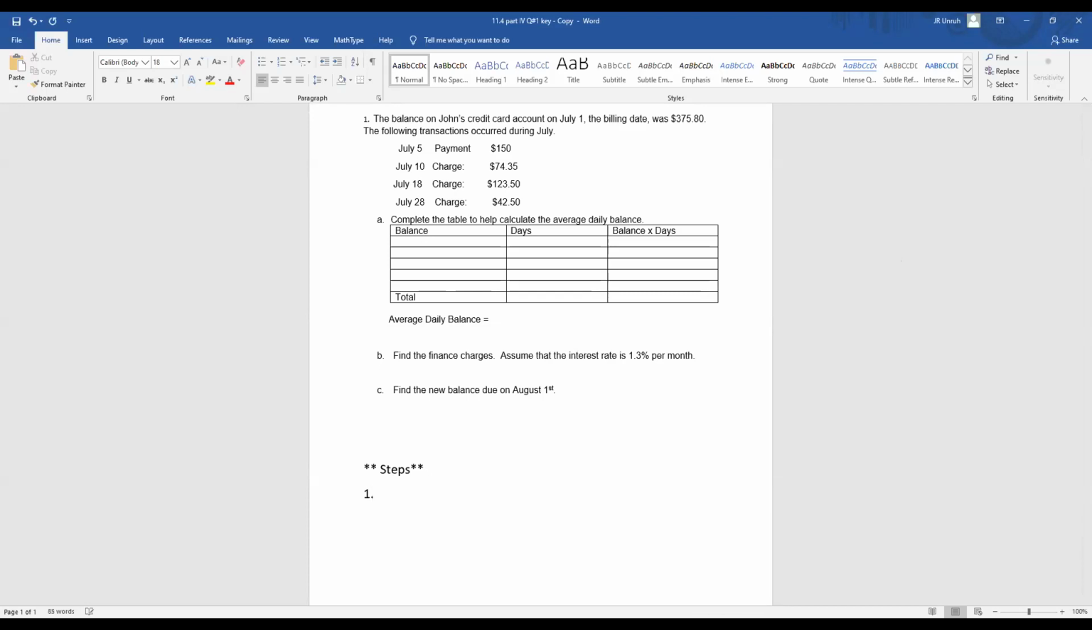So a couple steps we want to follow. We want to start by finding the balance for a given period of time within the billing period. Okay, and so what I need to do, I know that to start, John's balance was $375.80. Okay, and so that's where it starts.